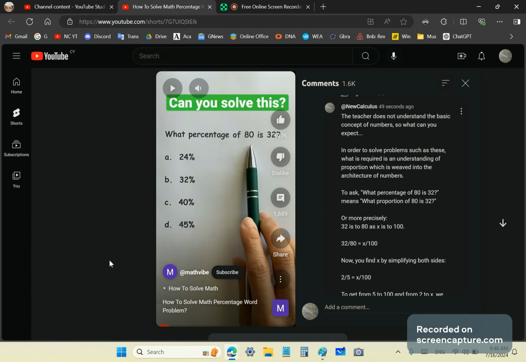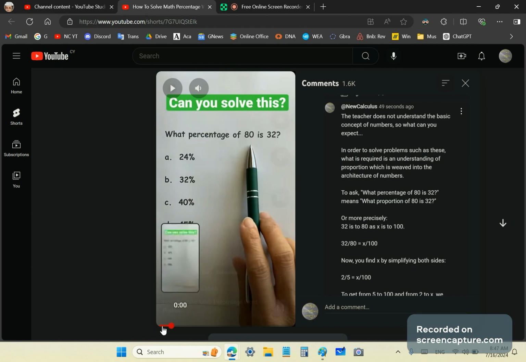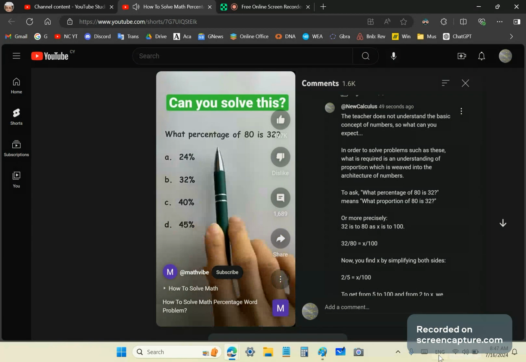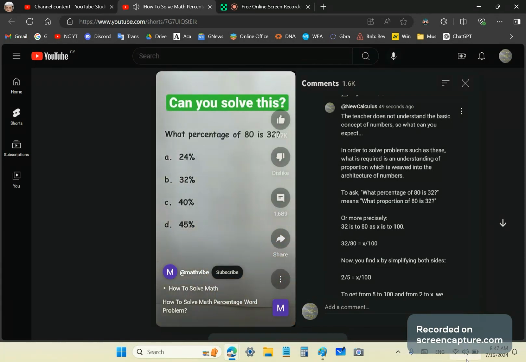So I'm going to show you a particular short here, and let's run through it quickly. We'll play it through and then I'll explain to you why it's really a bad way of teaching the concepts involved.